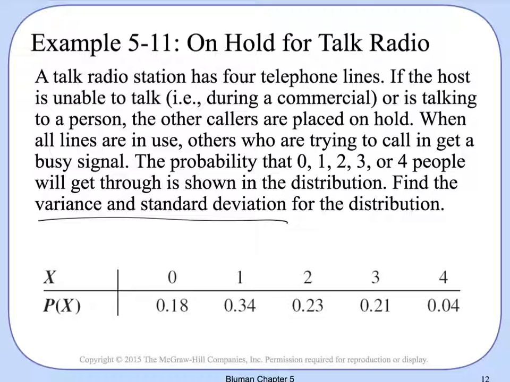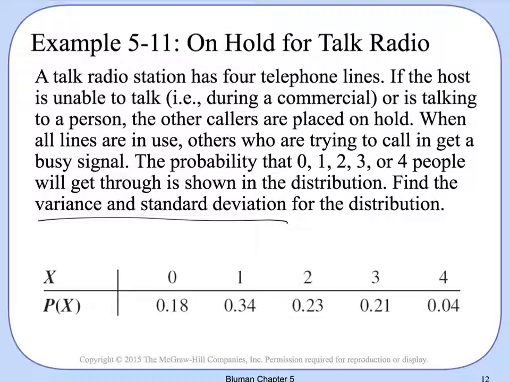Let's read the actual data. First, a talk radio station has 4 telephone lines. If the host is unable to talk or is talking to a person, the other callers are placed on hold. When all lines are in use, the others trying to call will get a busy signal. The probability that 0, 1, 2, 3, or 4 will get through is shown in the distribution. So the chance that nobody's going to get through is 0.18. That means that all the other lines are full. 1 person is 0.34, 2 is 0.23, 3 is 0.21, and 4 people is 0.04.